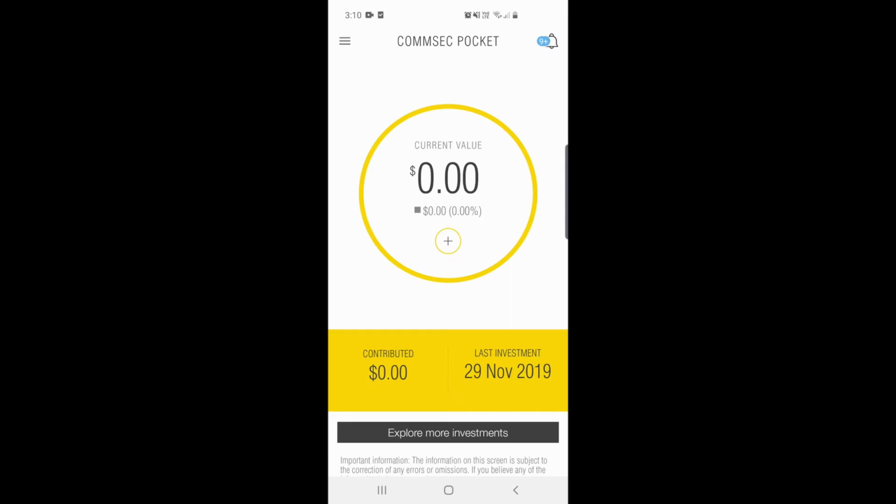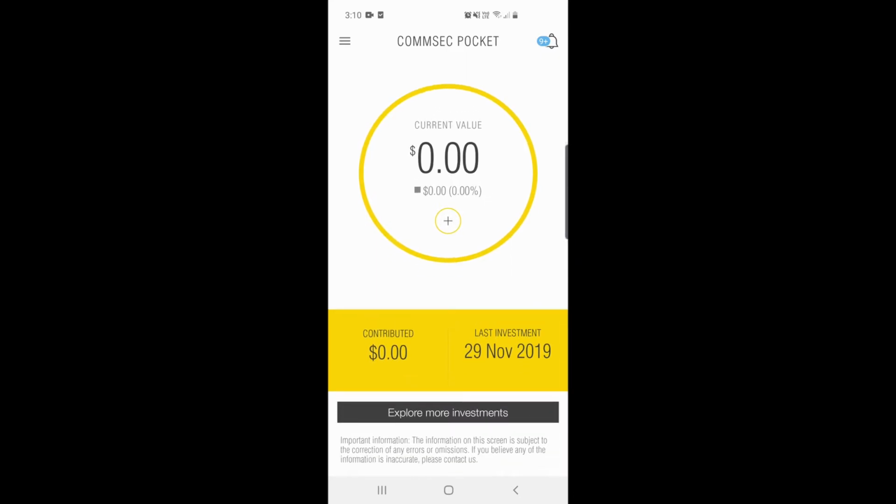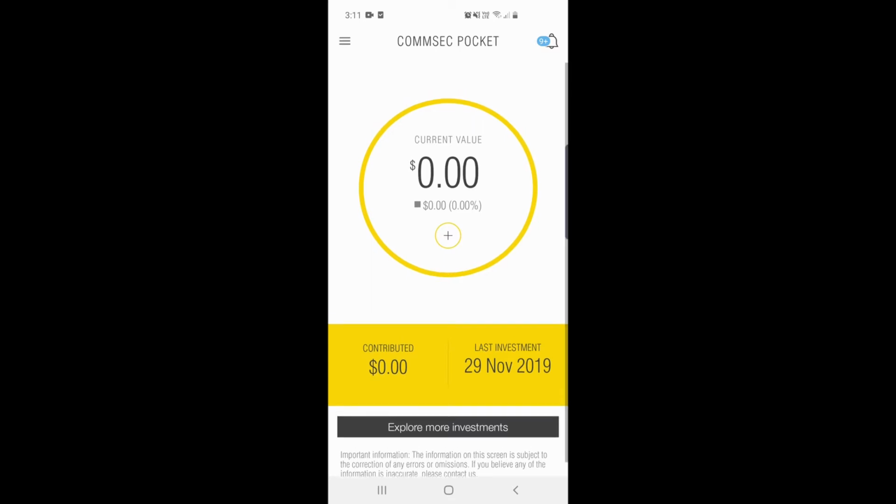All right, so the most basic thing about the app is everyone probably wants to know how much it costs to use. So the CommSec Pocket app has very cheap brokerage fees, which start off at $2 per trade, buying or selling, when that's under $1,000 in value. But for any trades over $1,000, CommSec Pocket charges 0.2%. So for example, if you have an $1,100 trade, it'll cost $2.20 for the brokerage fee.